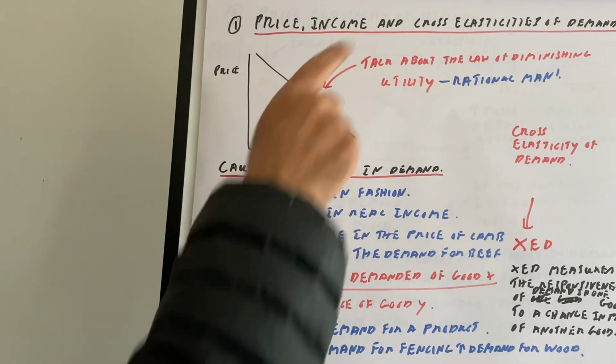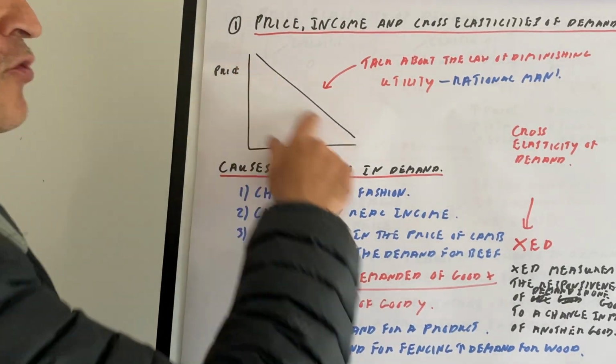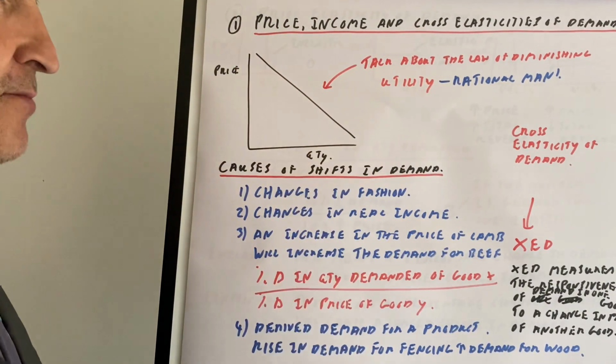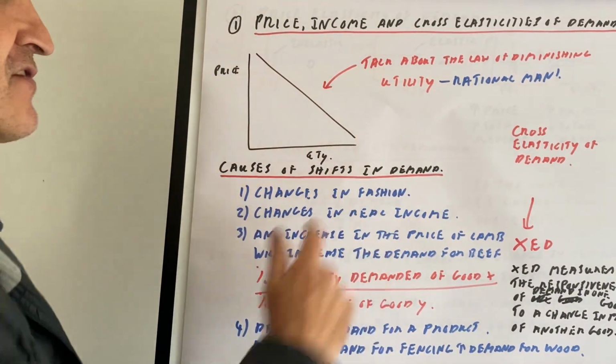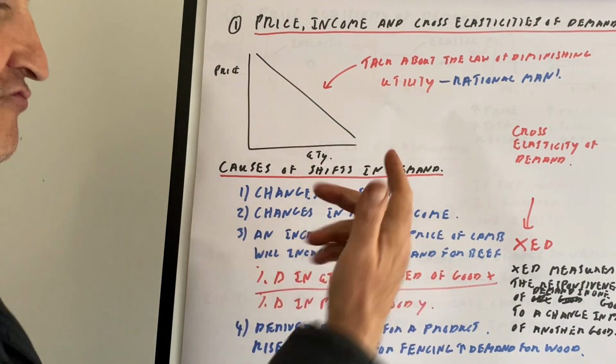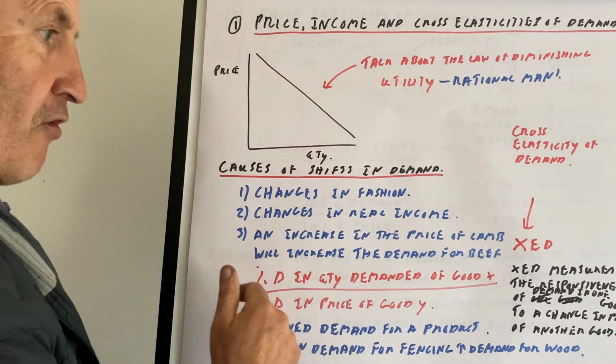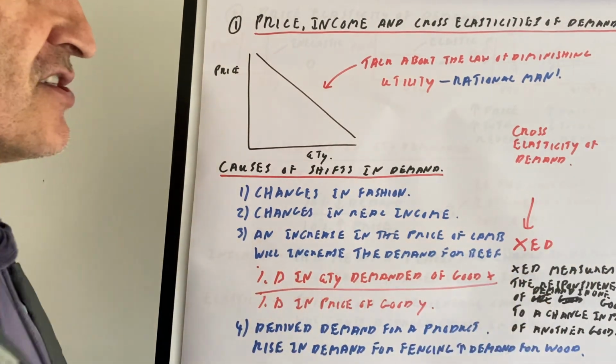Okay, this is price, income and cross elasticity of demand. Talk about the law of diminishing utility, rational economic man, and then this gives the demand curve. Right, causes of shifts in demand: changes in fashion, changes in real income. An increase in the price of lamb will increase the demand for beef. That's called the cross elasticity of demand.